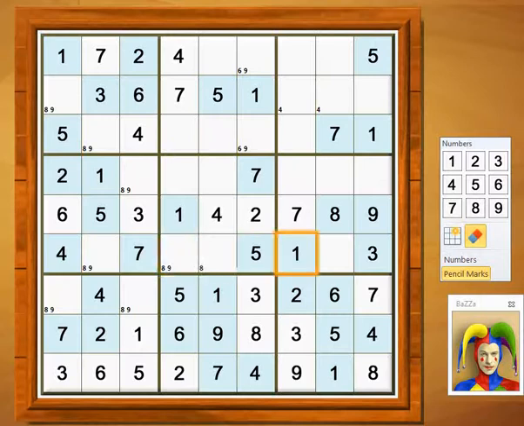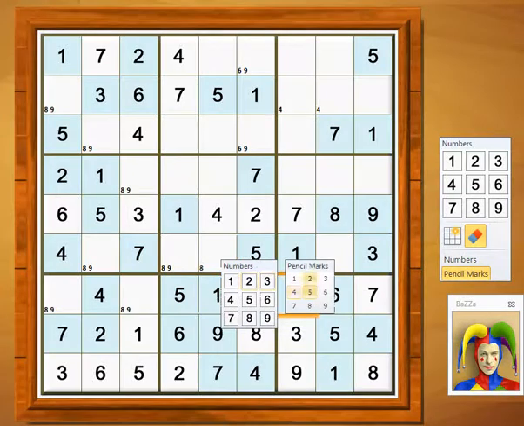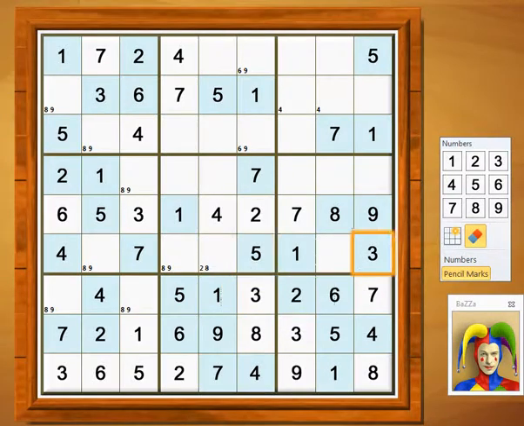But what other numbers are we missing? So we've got 1, so we're missing 2. But there's a 2 there. So we're missing a 2. 3, 4, 5, 6.